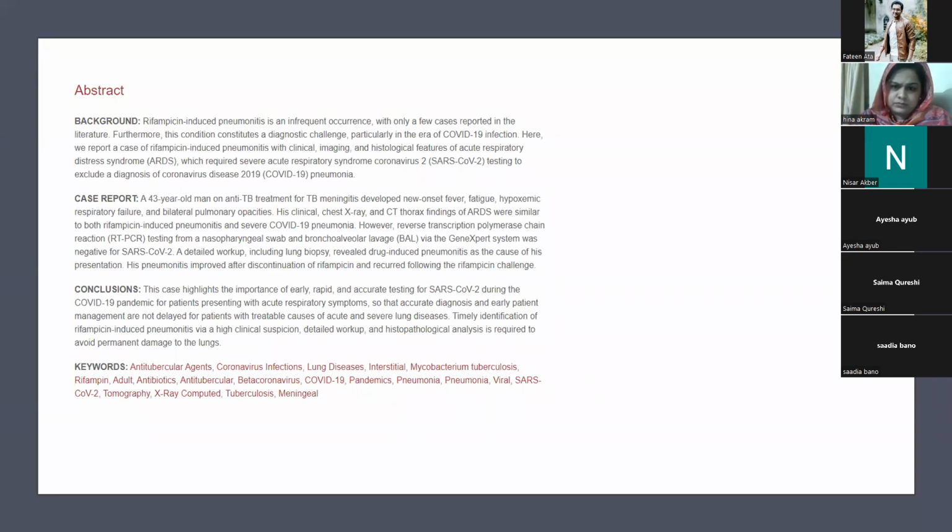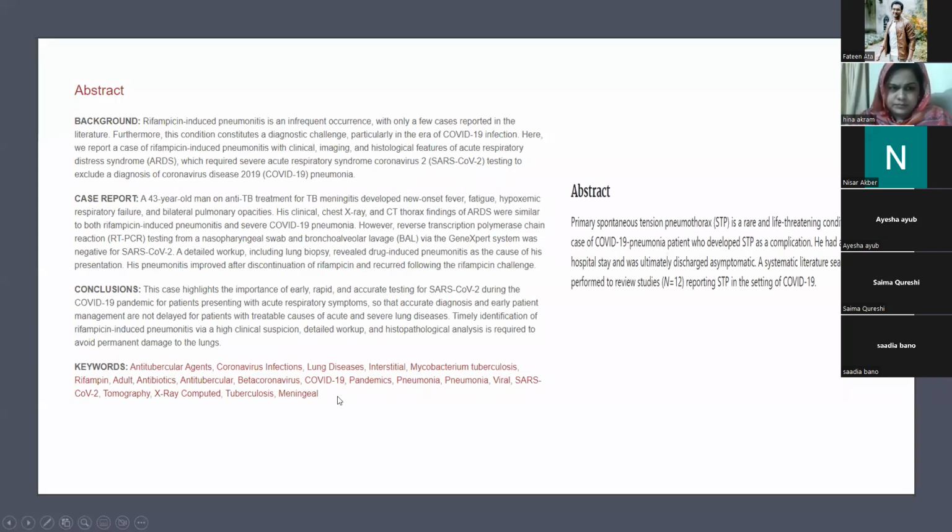So this is an example of a structured abstract, which is divided into background, a brief background, and case report, a few lines about the whole case, and conclusion with the keywords. On the other hand, this is another abstract, which is unstructured, with just 3, 4, 5 lines in a coherent way without any headings.